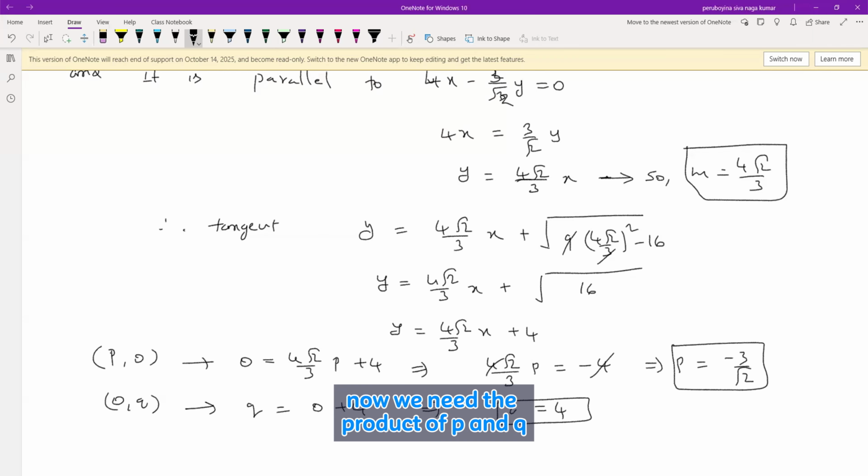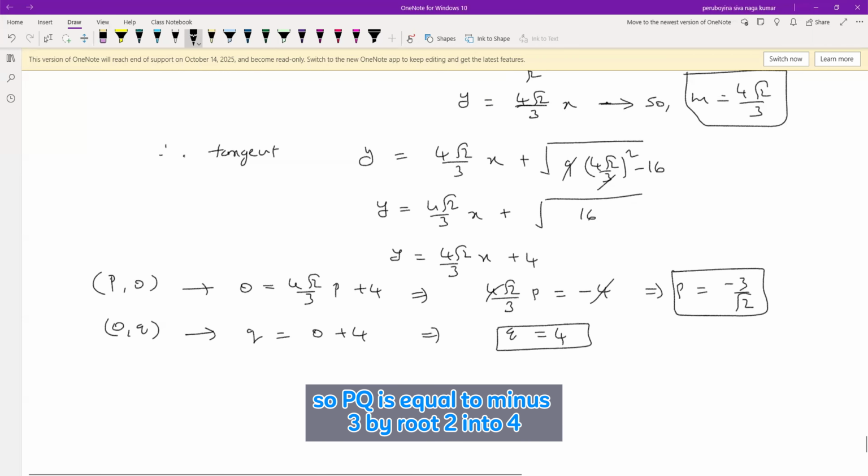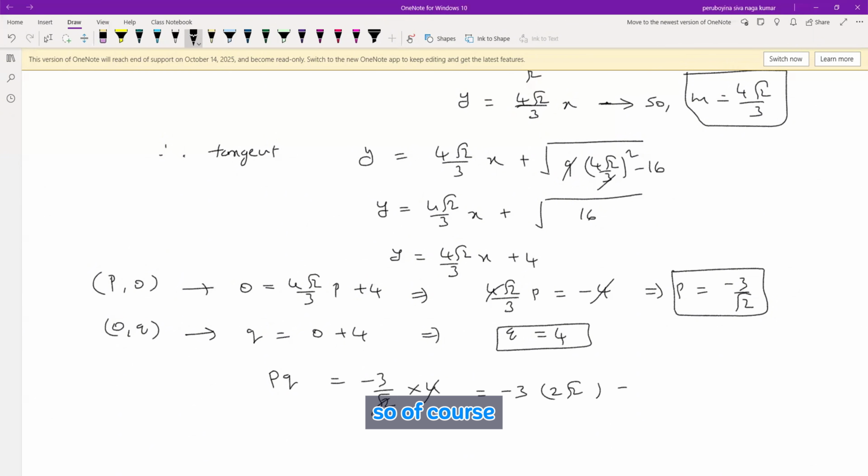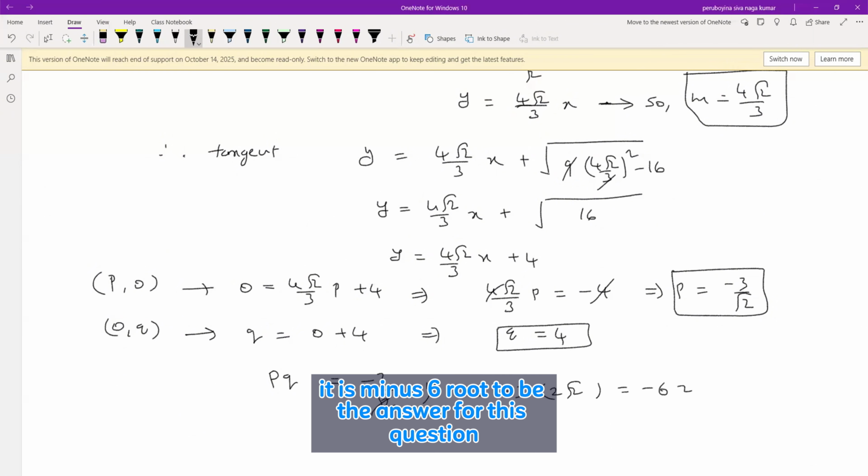Now we need the product of p and q. So pq equals minus 3 by root 2 into 4. 4 and root 2 cancel to 2 root 2 times. So of course it is minus 6 root 2, the answer for this question.